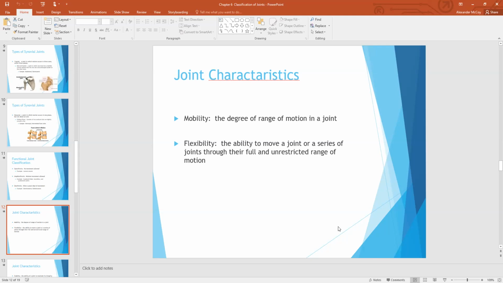Mobility is the degree of range of motion in a joint. So remember, it's inside the joint space. We're not talking about the muscle. We're talking about inside the joint space, how much you can move it unassisted, you move it. Versus flexibility, the ability to move a joint or a series of joints through their full and unrestricted range of motion.